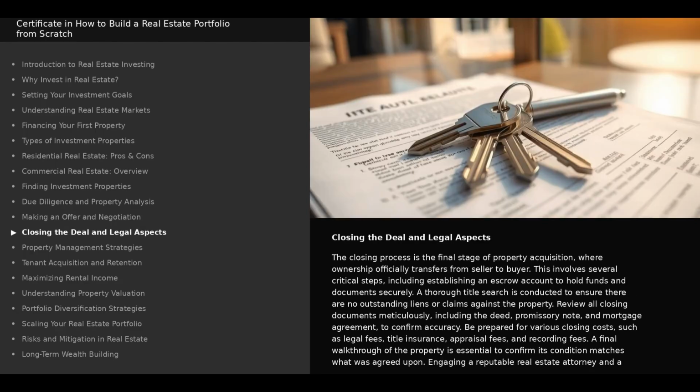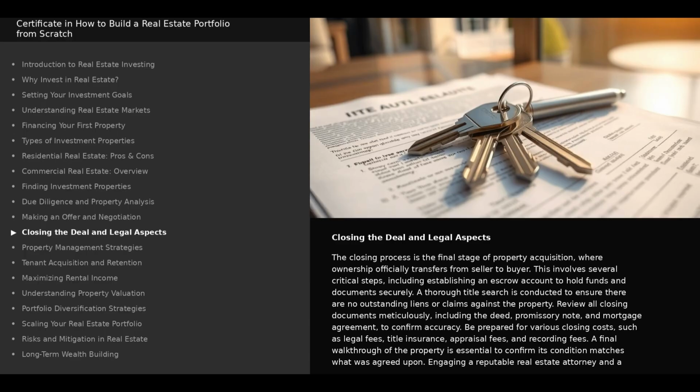Closing the deal and legal aspects. The closing process is the final stage of property acquisition, where ownership officially transfers from seller to buyer. This involves several critical steps, including establishing an escrow account to hold funds and documents securely. A thorough title search is conducted to ensure there are no outstanding liens or claims against the property. Review all closing documents meticulously, including the deed, promissory note, and mortgage agreement to confirm accuracy.